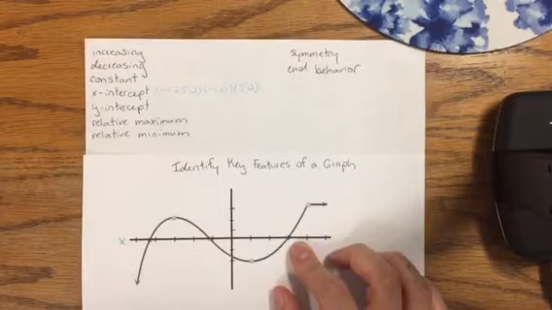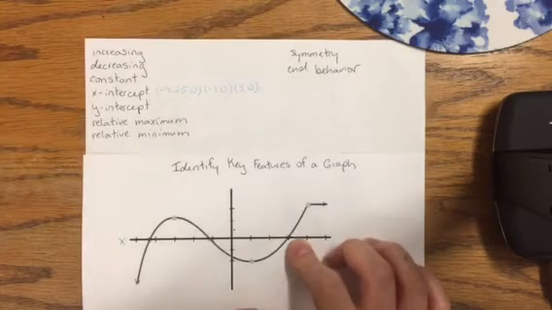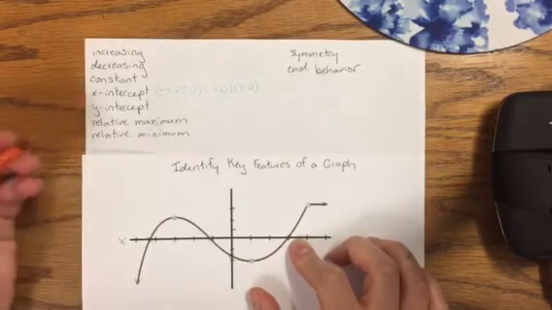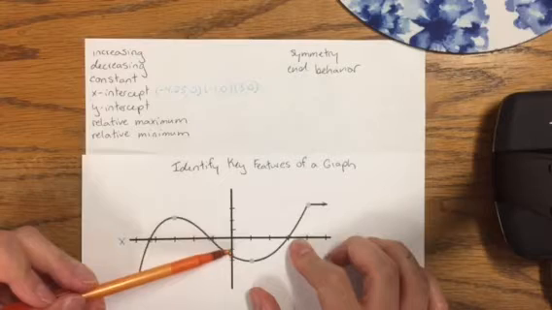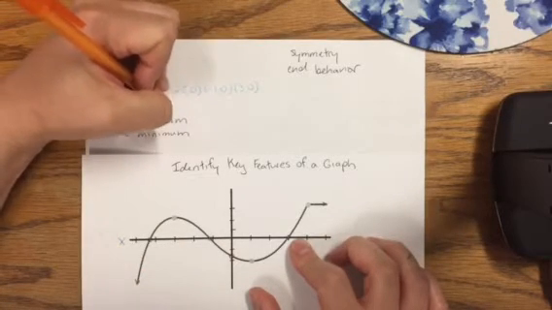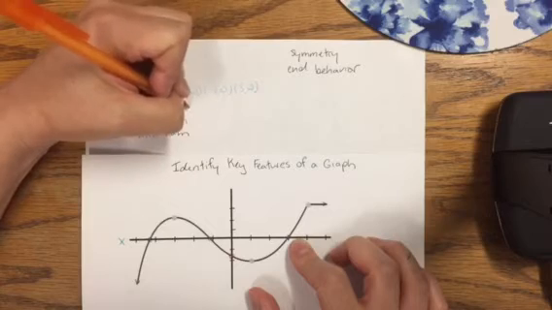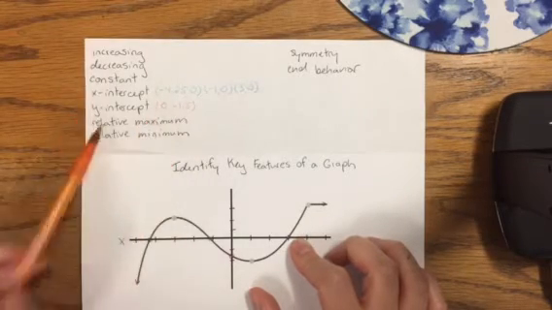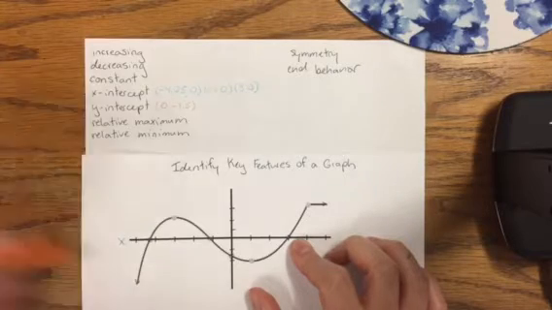So the y-intercept, like I said, is any point that crosses the y-axis. This crosses the y right here. So we're going to say that is at -1.5. So the y-intercept would be (0, -1.5). And notice that the 0 has switched positions between the x and the y-intercept.